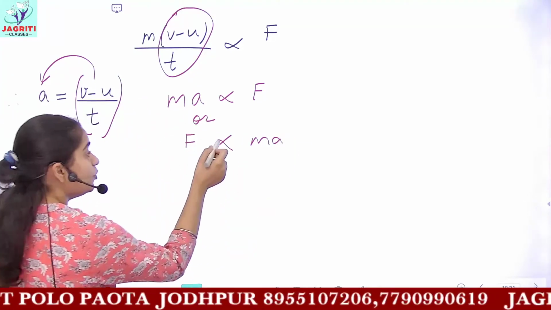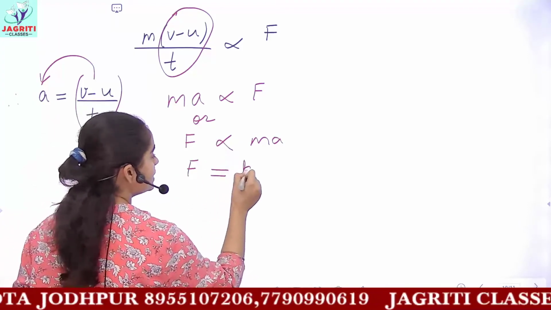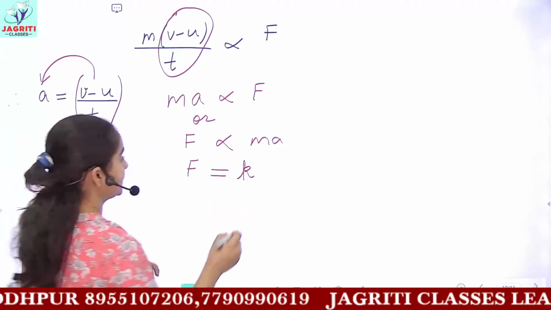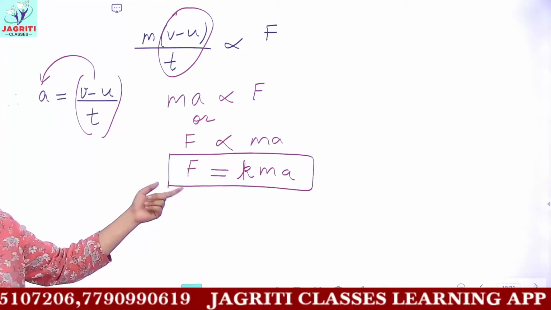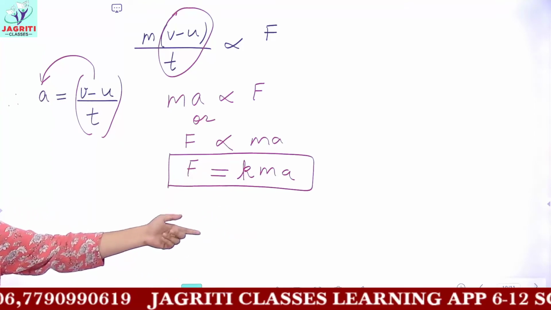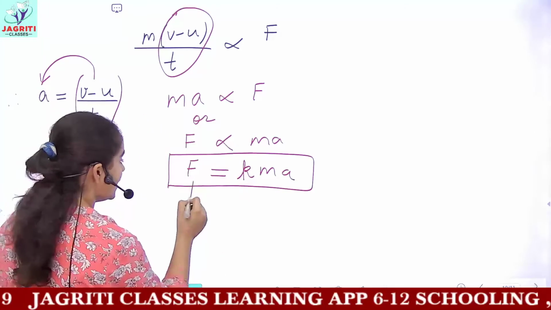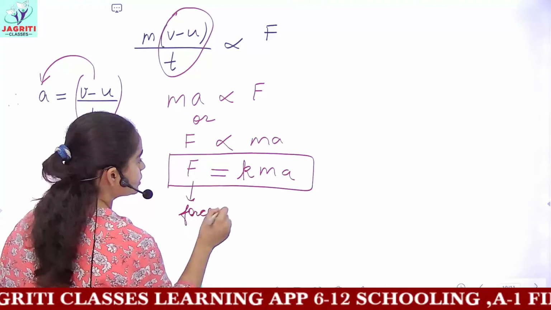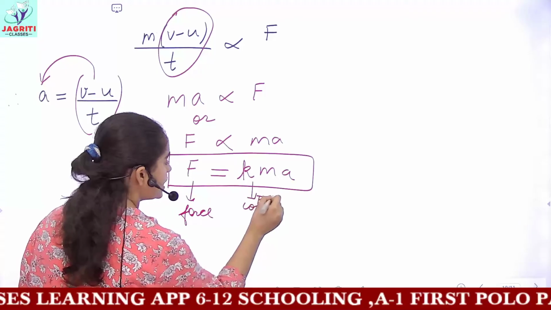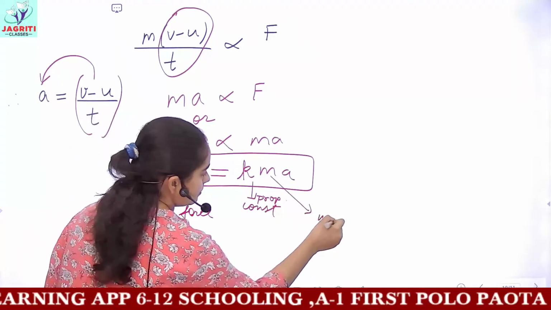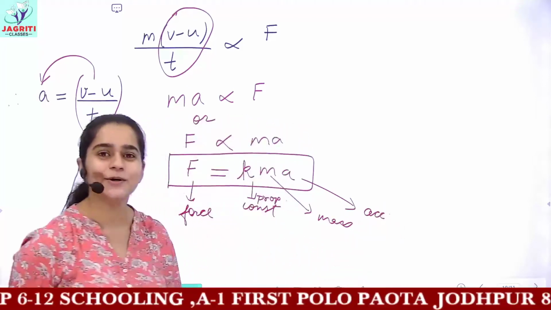Now to remove the proportionality sign, you have to put a constant, and the constant here would be small k. This gives you the second law of motion, that is F equals kma. Here F is force, k is the proportionality constant, m is the mass of the object, and a signifies the acceleration of the object.